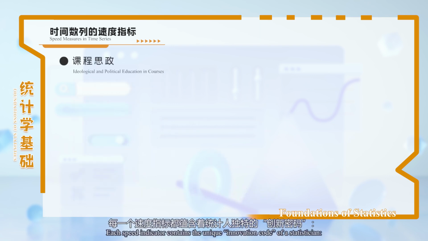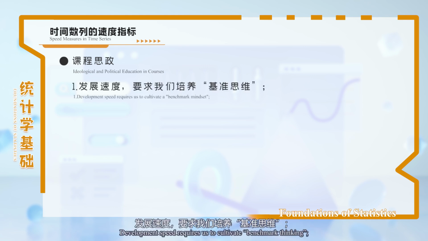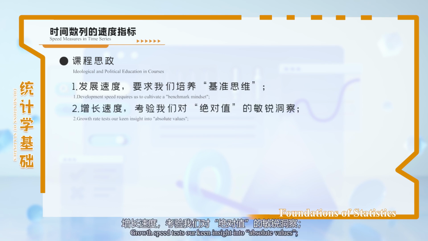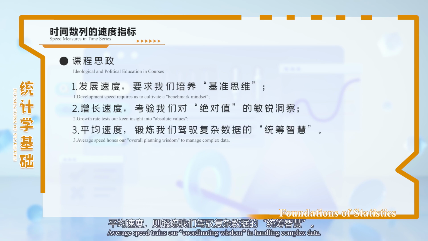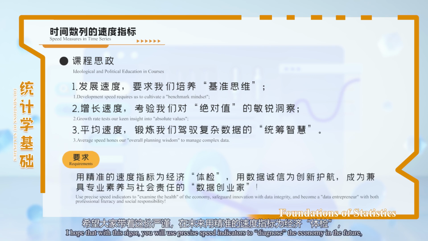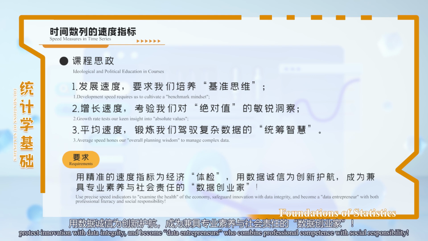Each speed indicator contains the unique innovation code of a statistician. Development speed requires us to cultivate benchmark thinking. Growth speed tests our keen insight into absolute values. Average speed trains our coordinating wisdom in handling complex data. I hope that with this rigor, you will use precise speed indicators to diagnose the economy in the future. Protect innovation with data integrity and become data entrepreneurs who combine professional competence with social responsibility.